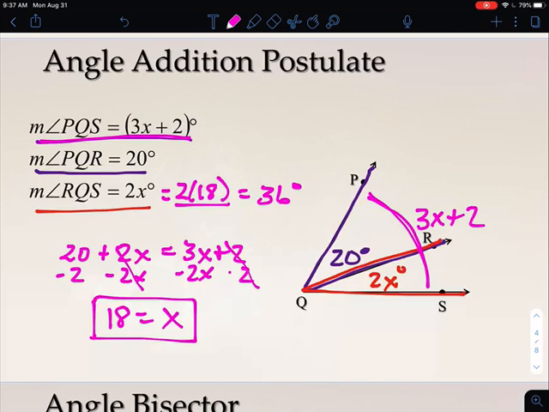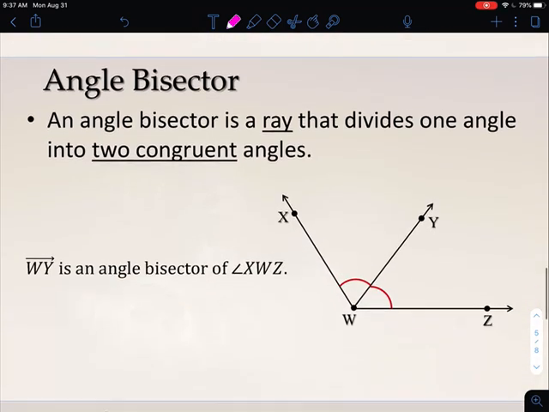Or they might say, well, what's the big overall angle? Well, the big overall angle, again, I could plug in 18, so 3 times 18 plus 2, which would give me 56. Or, since I already knew the two smaller angles, I could have taken 20 plus 36 and gotten the 56. So make sure you pay close attention to the problems. Sometimes you're just finding x and you're done. Other times you need to plug x back in and find the actual angle measure.